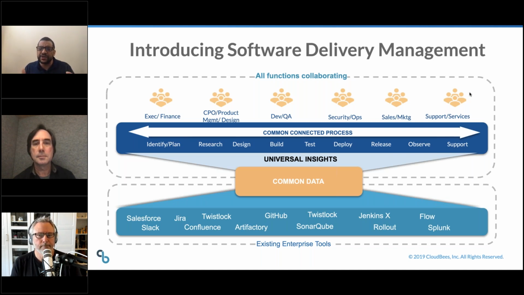We need to look to establish a system of reference for common data, tie that data together. That then establishes us to have shared and universal insights. So no longer is it a matter of manual handoffs, meetings to reconcile different perceptions, misunderstandings, but rather we are all looking at the same thing.